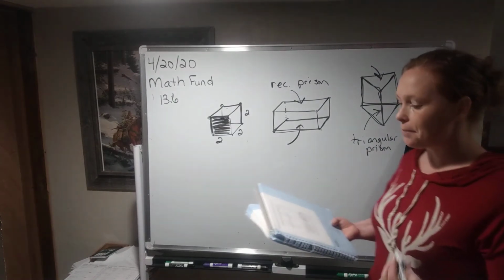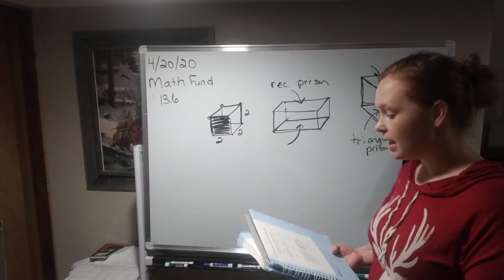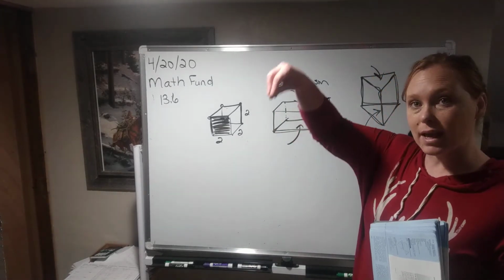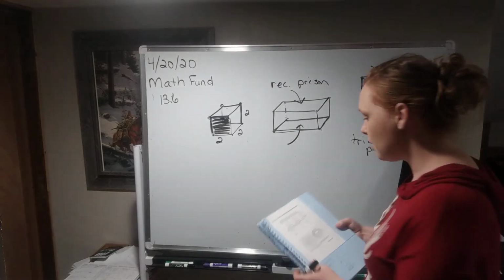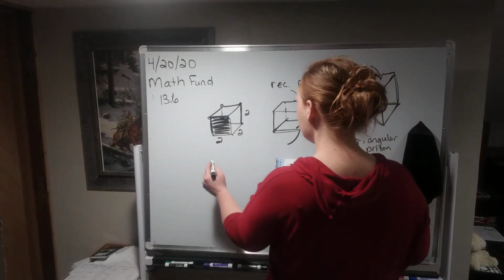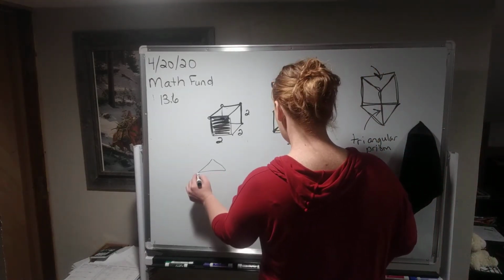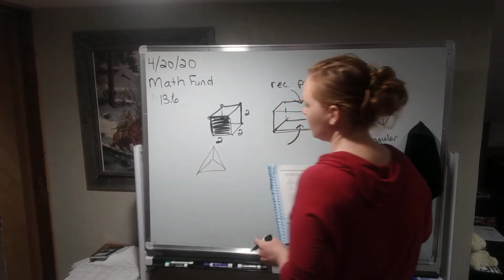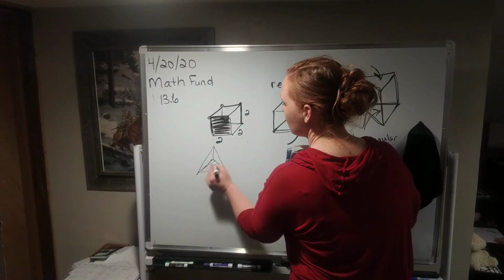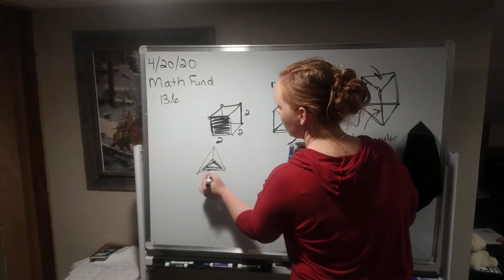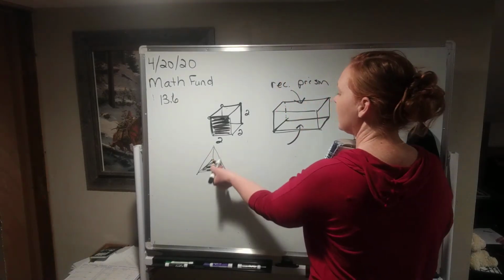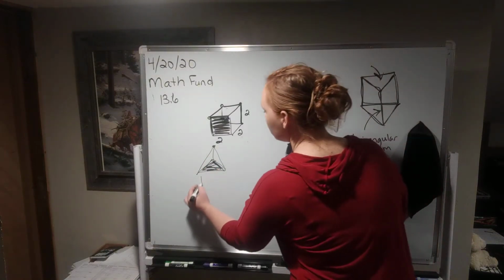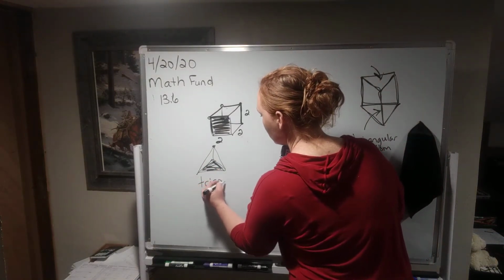Next we're going to talk about pyramids. Now a pyramid can have any shape as its base, but it always comes to a point on the top. So let's look at a triangular pyramid. In this case, you see that our base is a triangle. Here, I'll color it in. And you see that it has triangular faces, but it comes to a point. So this is a triangular pyramid.